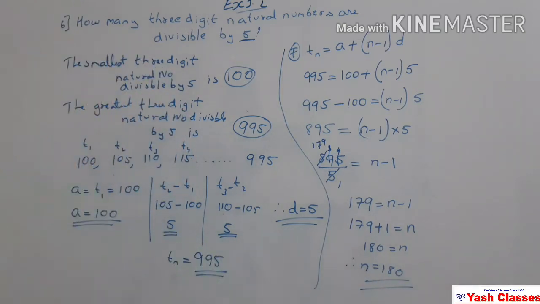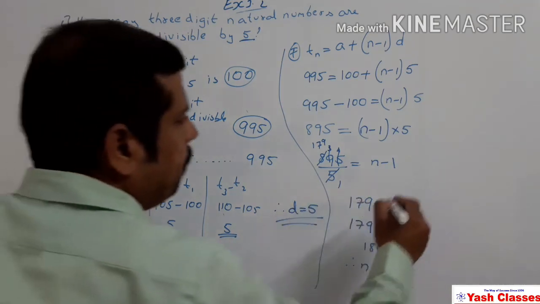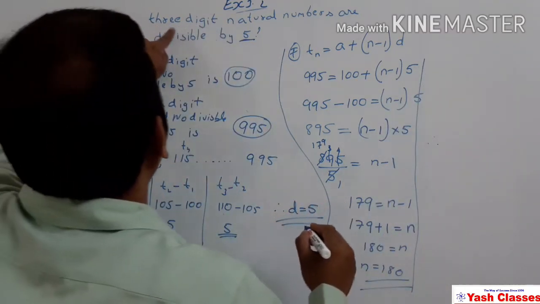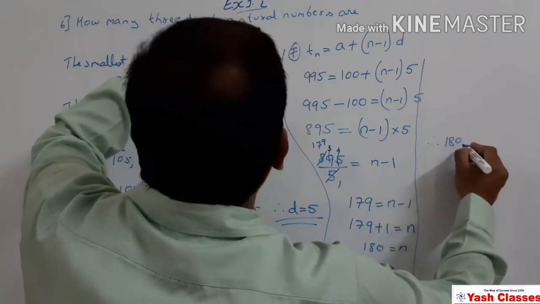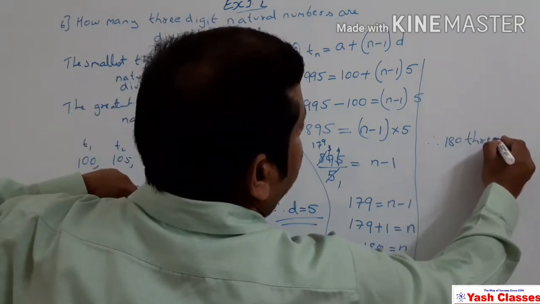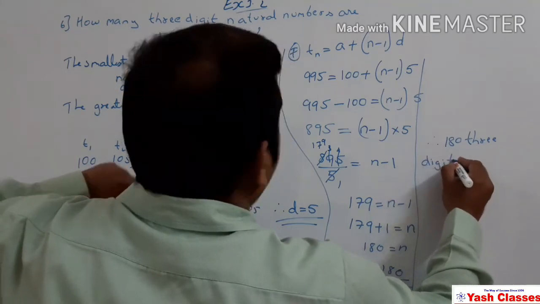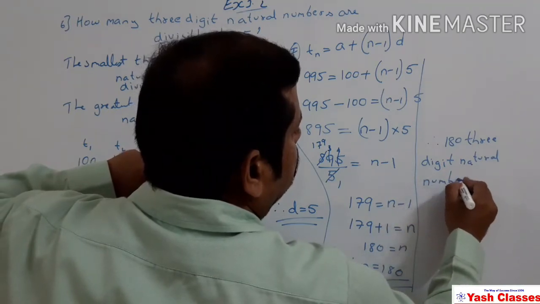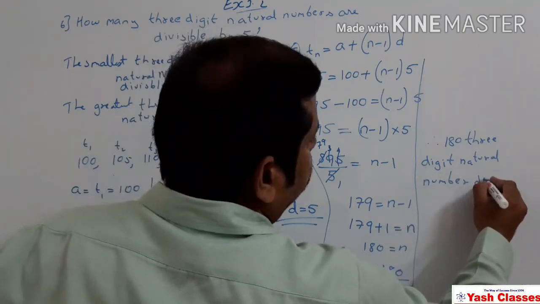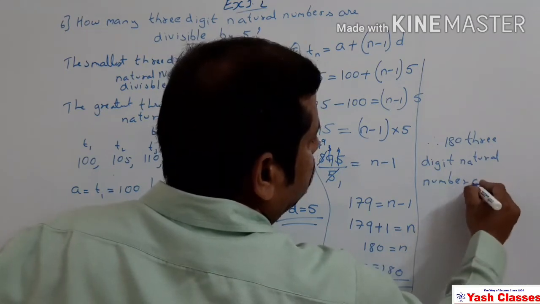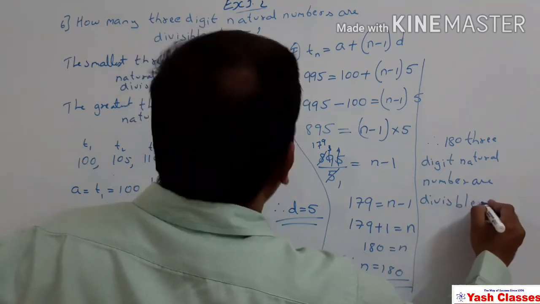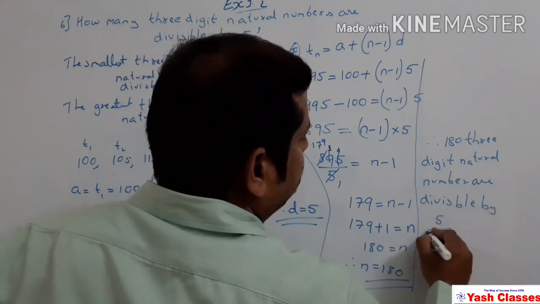Now, what are they asking? How many 3-digit natural numbers are divisible by 5? Therefore, how many 3-digit numbers? Therefore, 180 3-digit natural numbers divisible by 5.